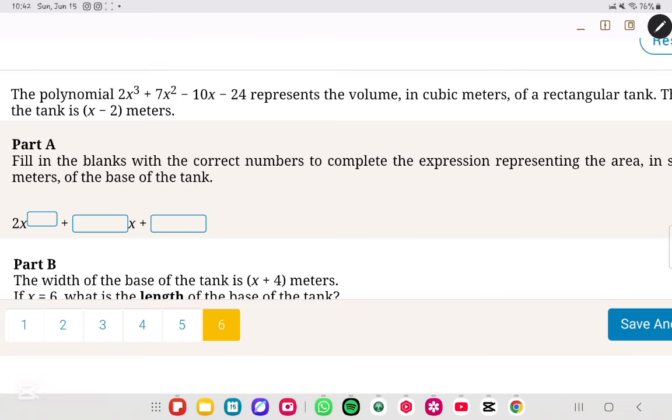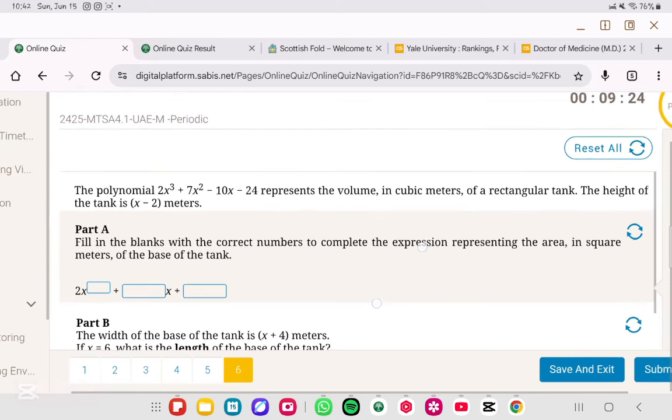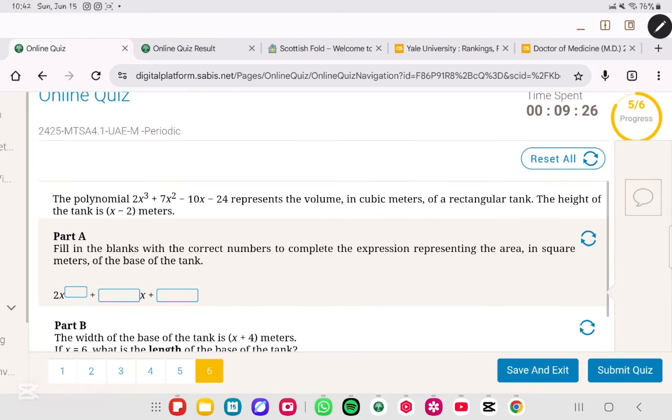We'll move on to question number 6. Here this is nice. The polynomial represents the volume in cubic meters of a rectangular tank. The height of the tank is x minus 2 meters. So we have the volume. We know volume is what? Height times width times length. Okay? So we can find the area, which is width times length, by dividing by the height. So let us take the volume, which is this, and divide it by the height.